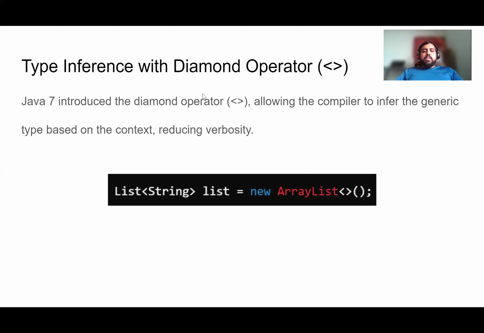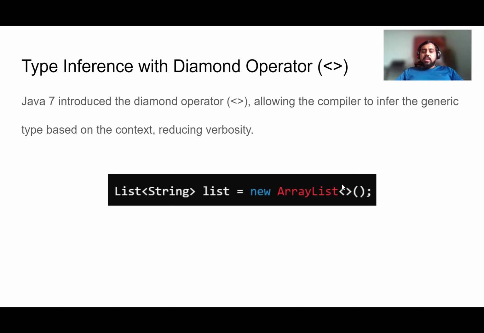Okay, the type inference with the diamond operator. What is the diamond operator in Java 7 onwards? It is a modification they made to generics. Initially, in the previous version, we had to write List with the type in angle brackets, String, meaning it is a type, and the reference variable is list equal to new ArrayList. Here also we need to provide the String type, but that's unnecessary, right?